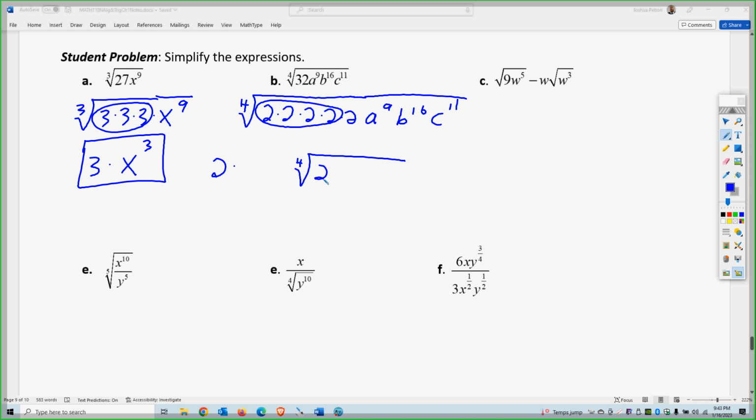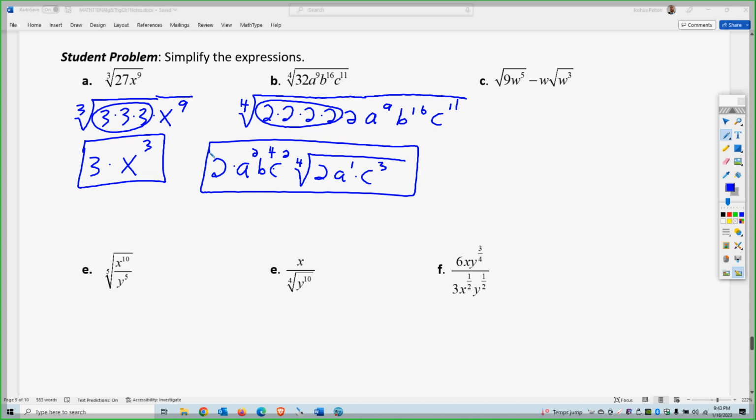All right, so a to the 9th power. 9 divided by 4 is 2, and there's 1 left over. B^16, 16 divided by 4 is 4. There's nothing left over. And then C^11, 11 divided by 4 is, excuse me, 2, right? So c to the 2nd. So that's 8, and then 3 is left over, c to the 3rd. And that's the best we can do there.